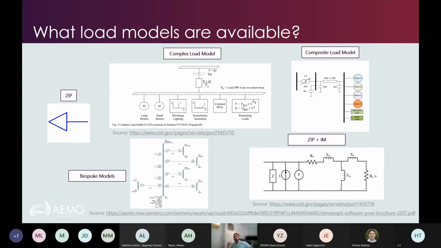So the Surat Basin is the LNG area, and it's a significant amount of load in Queensland. So we want to make sure we're modeling that as accurately as possible. And then we adopt a composite load model, as you can see.